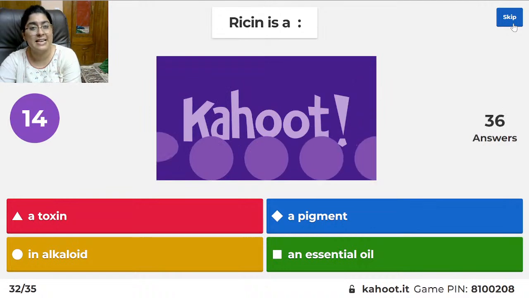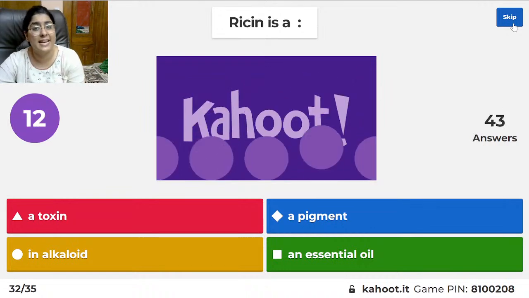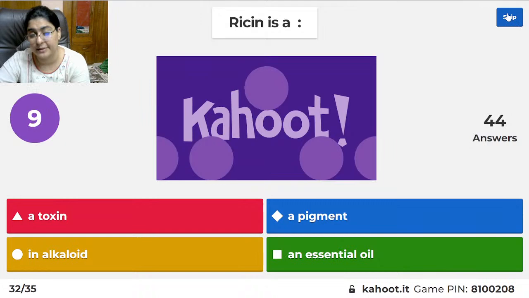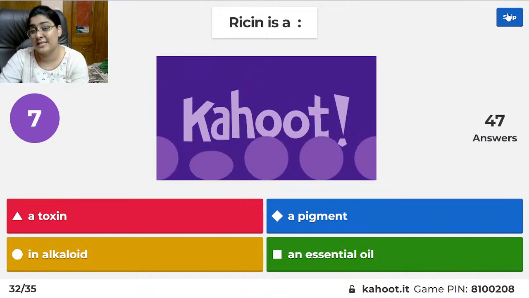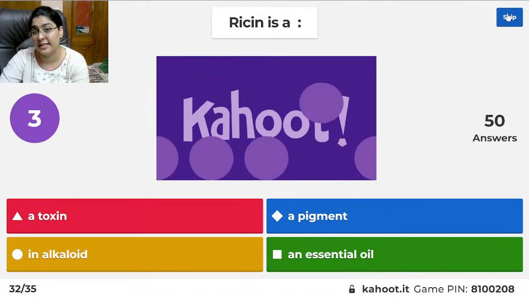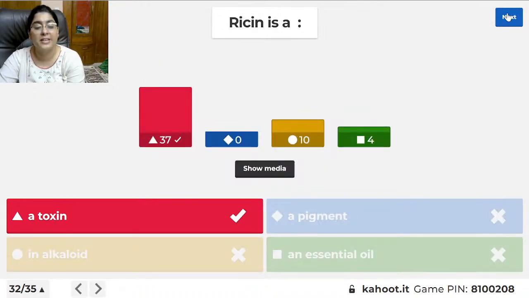So what is ricin and abrin? Again, a secondary metabolite table thing. What is cellulose, a secondary metabolite, essential oil, a secondary metabolite, concanavalin A, a secondary metabolite. Ricin and abrin are toxins. Wonderful. It's not an alkaloid.